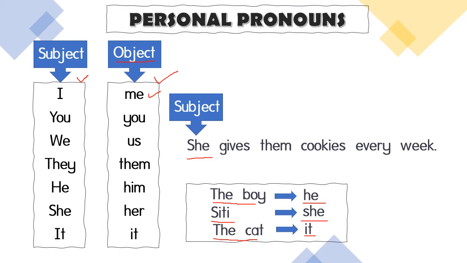Okay, look at this example. She gives them. Okay, we use them. We can't say she gives they. It's wrong because all these are used for subject. Okay, if you want to use the pronouns as object, you have to use this form. Okay, so please take note about this.